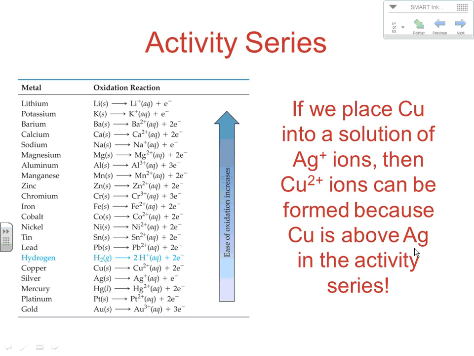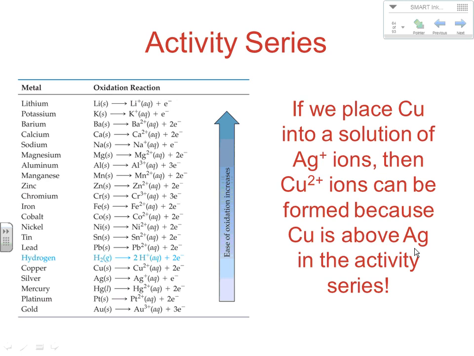If we place copper in a solution of silver ions, then Cu2+ ions can be formed because Cu is above Ag in the activity series. Copper is more reactive. It's higher up on the activity series than silver is. So copper is active enough to cause Ag+ to become plain old Ag. So remember, if the metal is above the ion, the reaction occurs. If the ion is above the metal, the reaction won't occur.